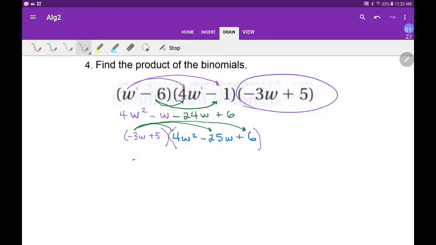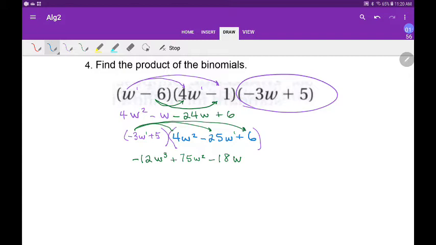And I'm going to get negative 12 W to the 1 times W to the second is W to the third, because I add exponents. Negative 3 times negative 25 is a positive 75. And again, I add exponents. 1 and 1 is 2. So W squared. And then I have negative 3 times positive 6. That's negative 18. And there's a W by itself.